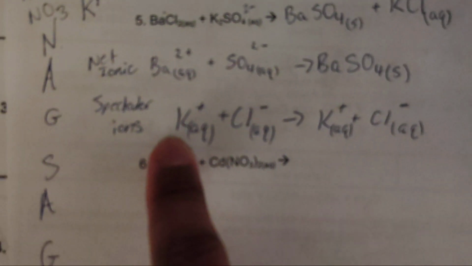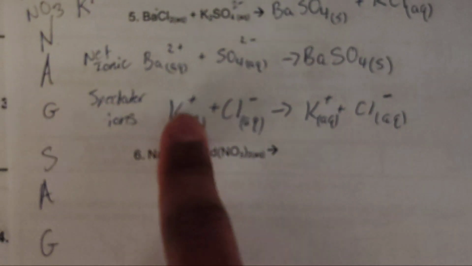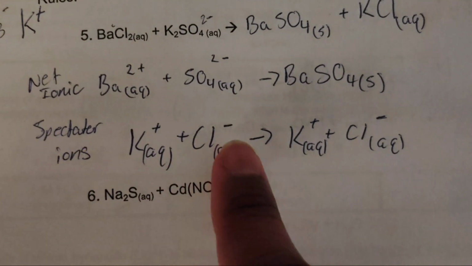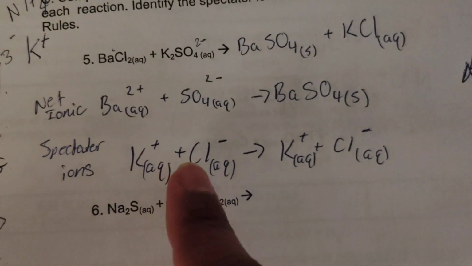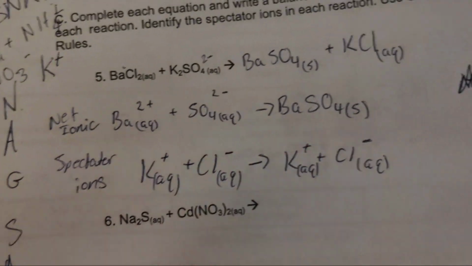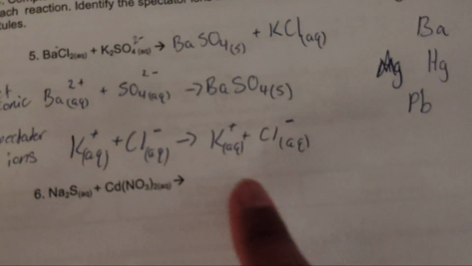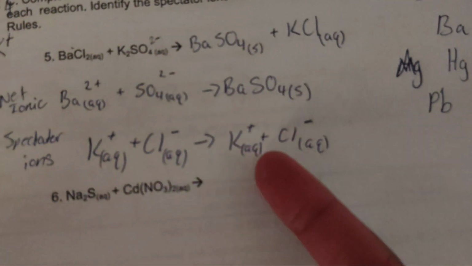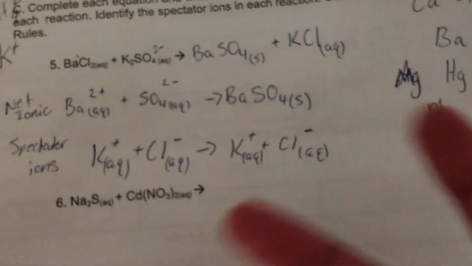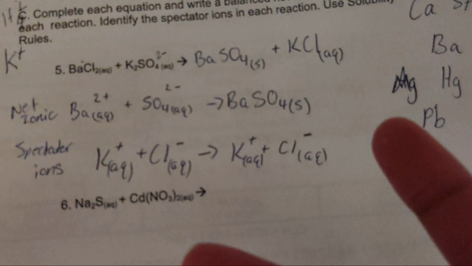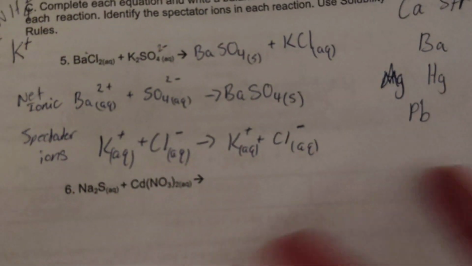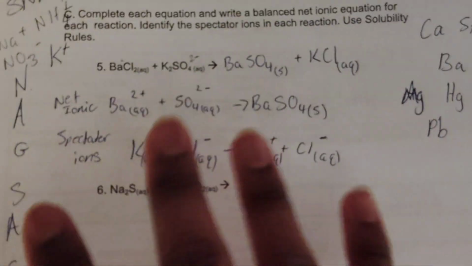The spectator ions are the ones that don't participate in this equation, which would be the potassium aqueous, positive 1 charge, and the chloride ion, aqueous as well, which would yield the same thing on the other side because they would dissociate or ionize in the solution, which would be water. But yeah, this is with the solubility rules.